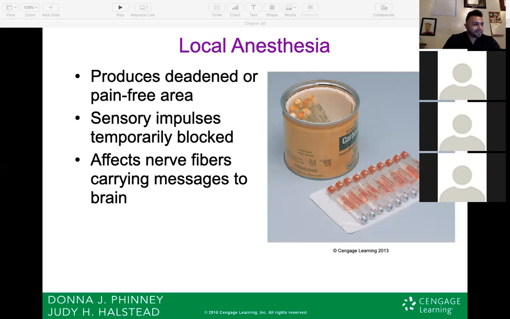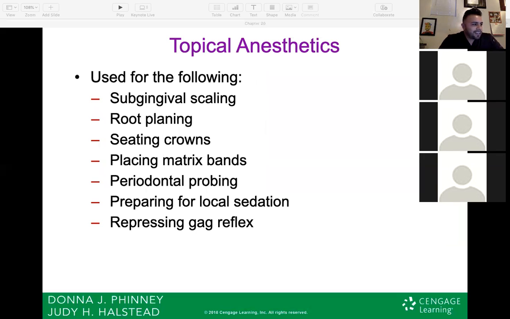Nerves. All right, topical anesthetics. So these are used for subgingival scaling. They could be used for root planing. Also, when we're seating a crown, sometimes the patients are a little sensitive, but may not necessarily require an injection, so we'll use topical anesthetics for that sometimes. Also, when placing matrix bands, as you all are aware, those matrix bands are pretty close to the gum tissue, so that can be painful. Topical anesthetics can help with that. Periodontal probing can sometimes be painful for some patients that have sensitive gums. Also used for preparing for local anesthesia or repressing a gag reflex.